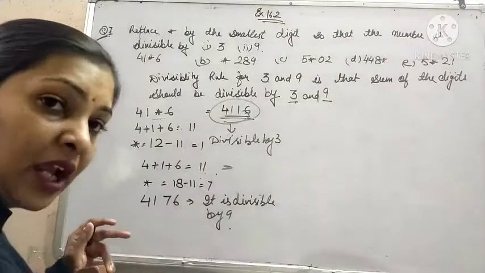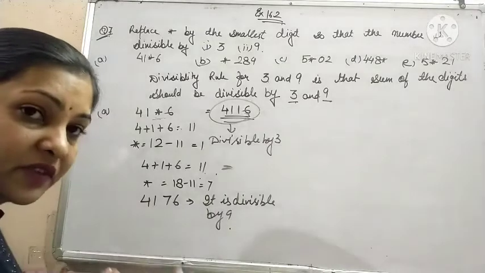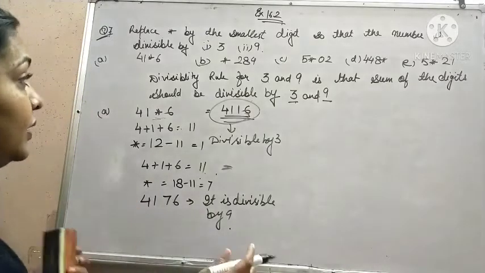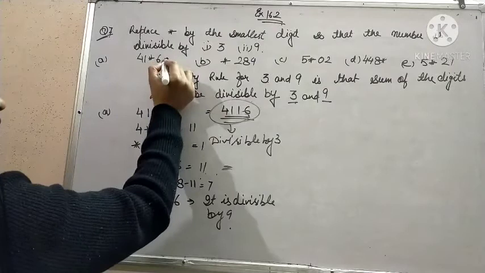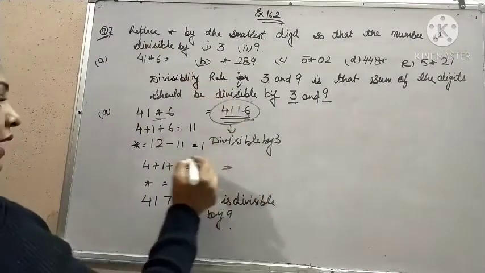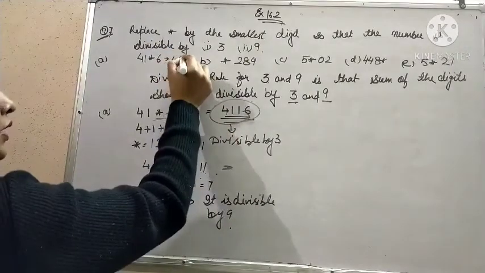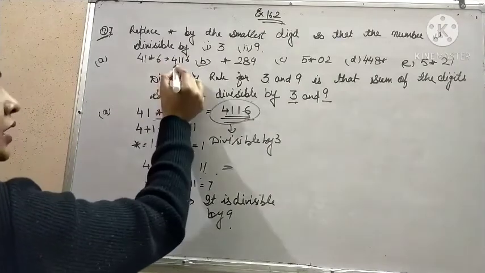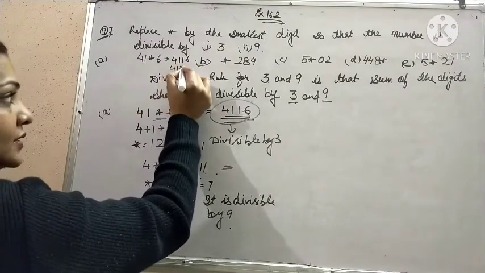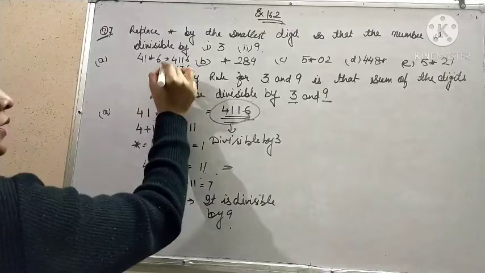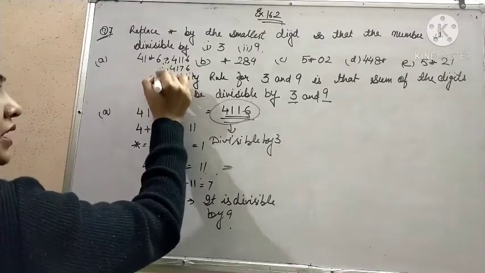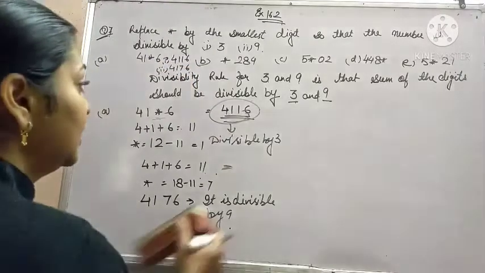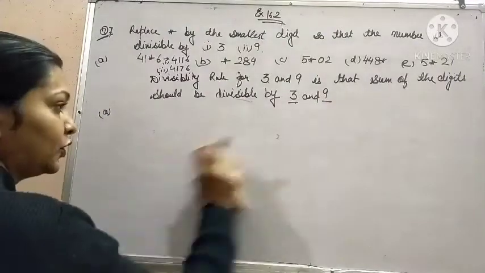So this is the way to find whether a number is divisible by 3 or 9. So in this we conclude that 4116 is divisible by 3 and 4176 is divisible by 9. This is the answer of the first and this is the answer of the second. So let's proceed to the next problem.